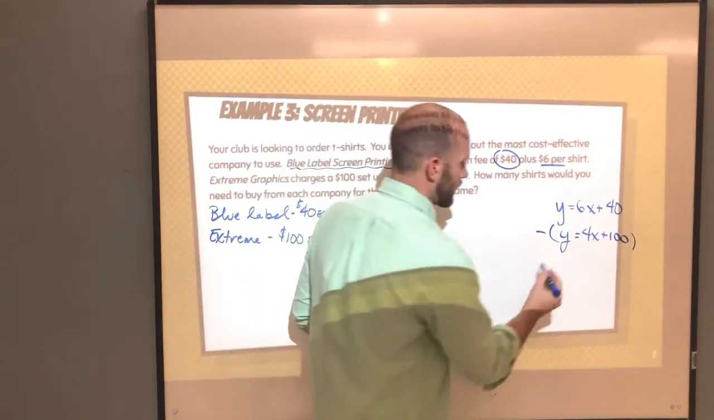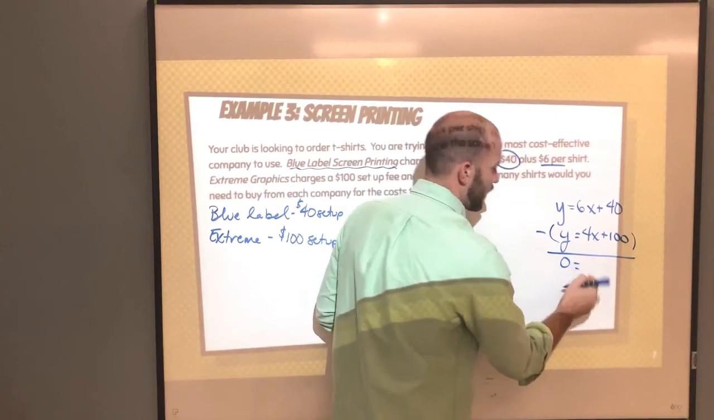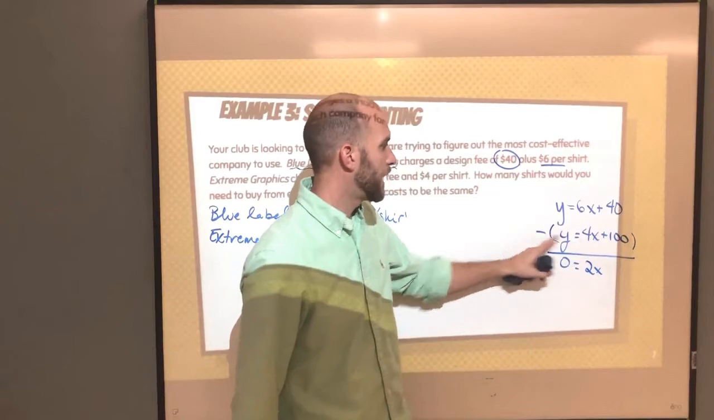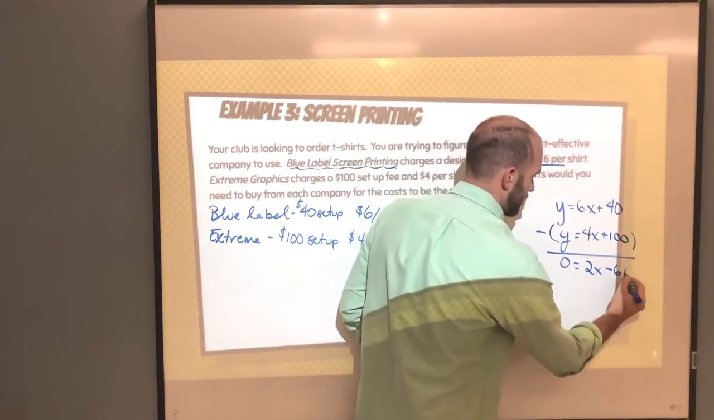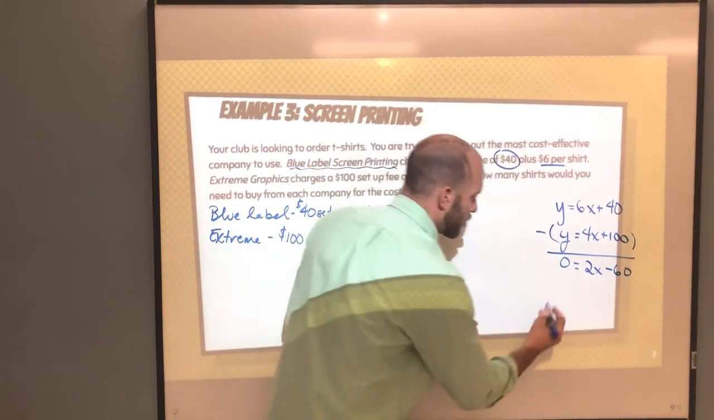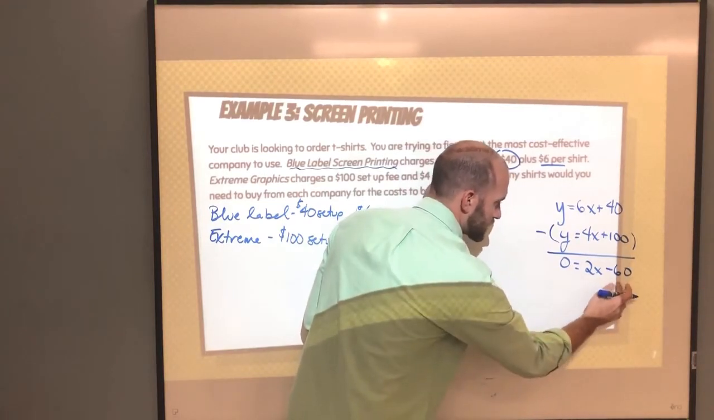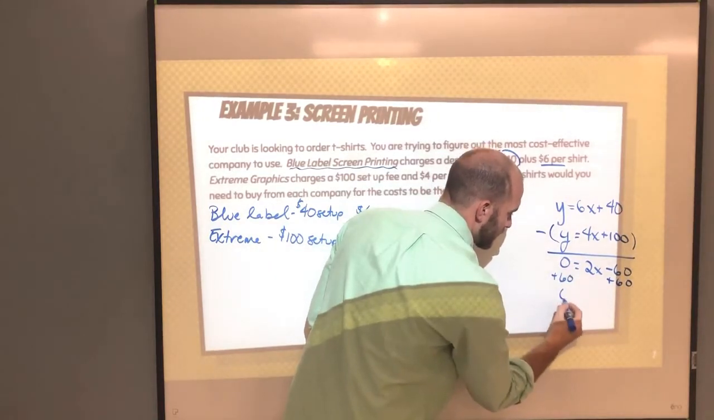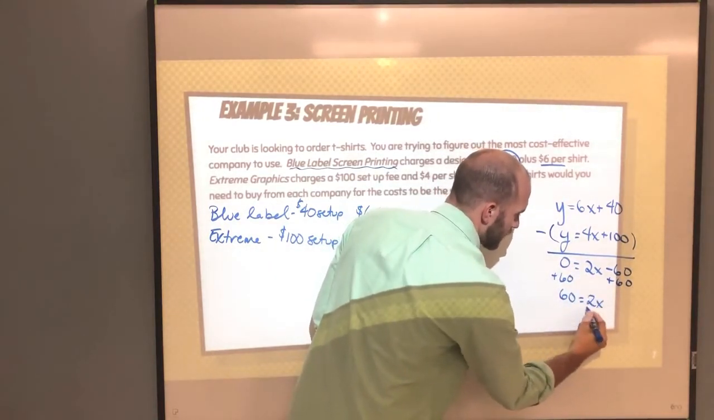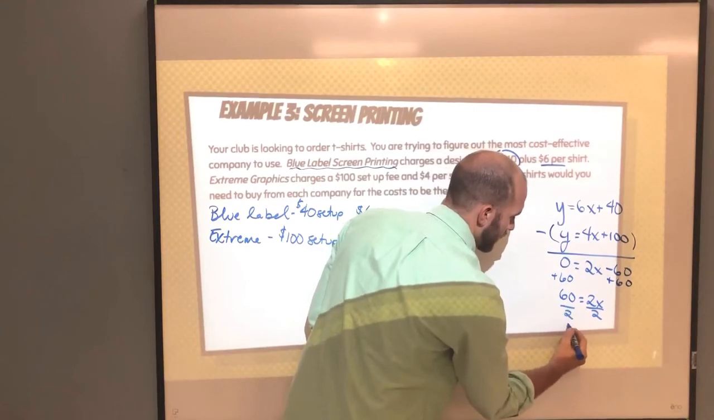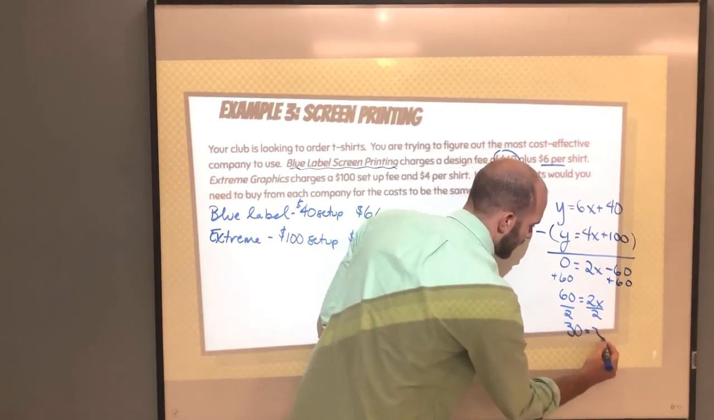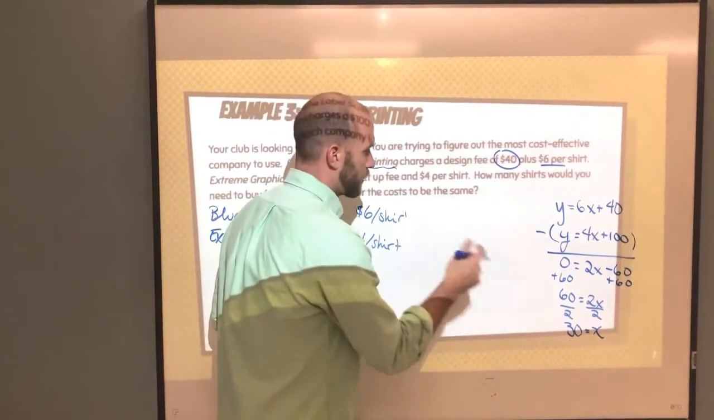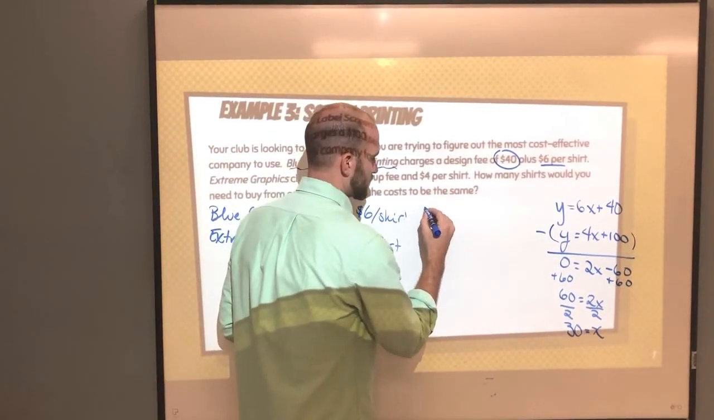Y minus Y gives you 0 equals 6X minus 4X, which is 2X. 40 minus 100 would be negative 60. So here this says 2X minus 60 equals 0. If we add 60 to both sides, then 60 equals 2X. Divide by 2 everywhere, and then 30 equals X. Now we said a minute ago that X was the number of shirts. So it costs the same when we get 30 shirts at each place.